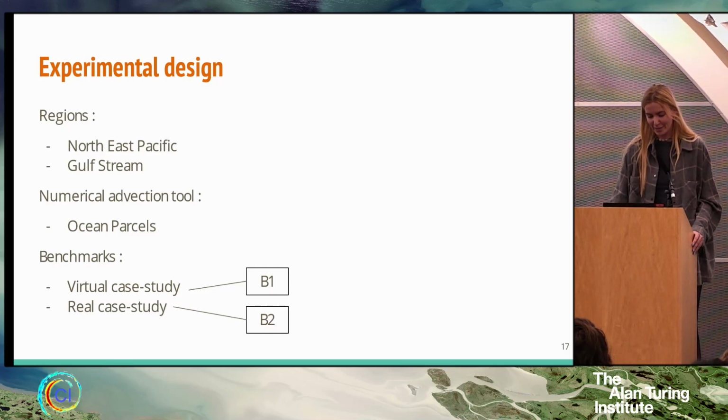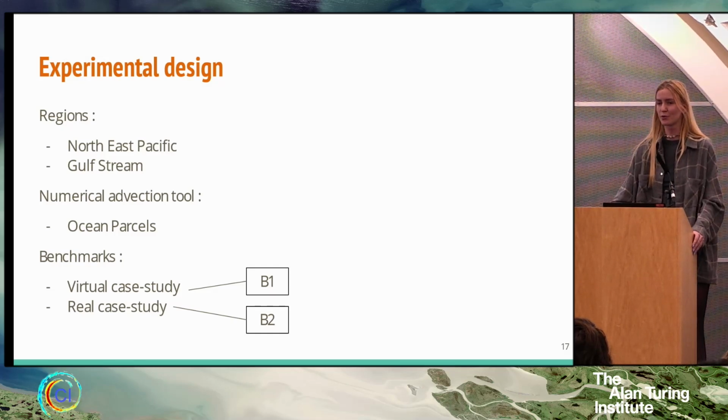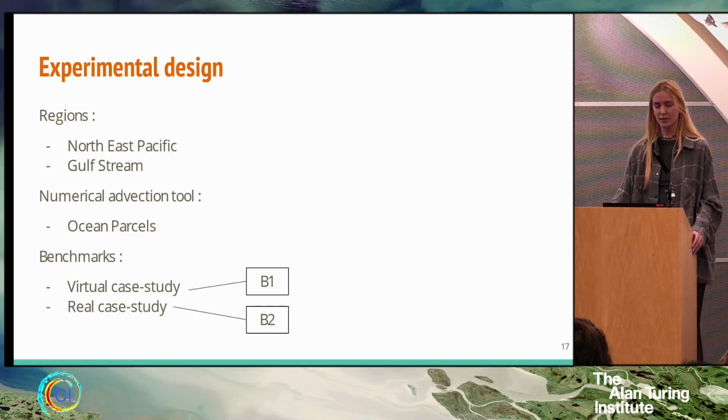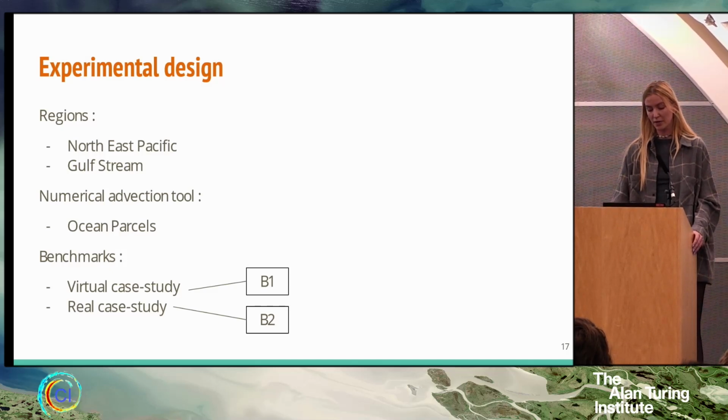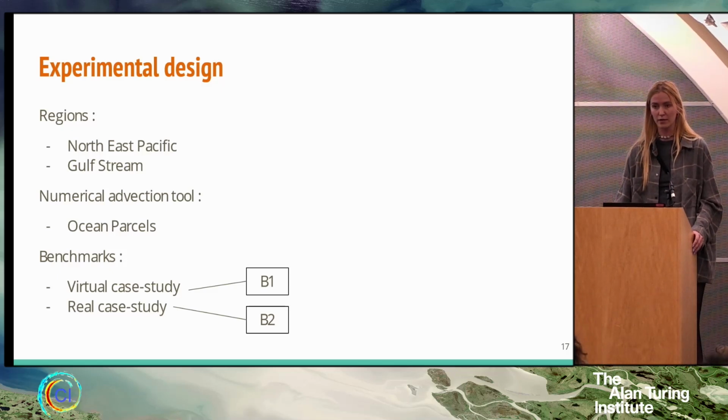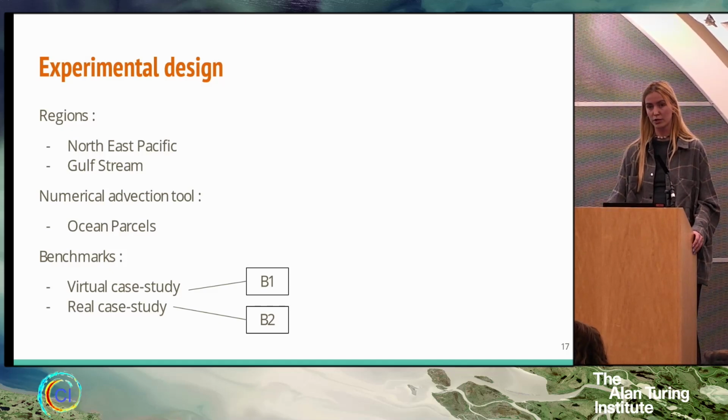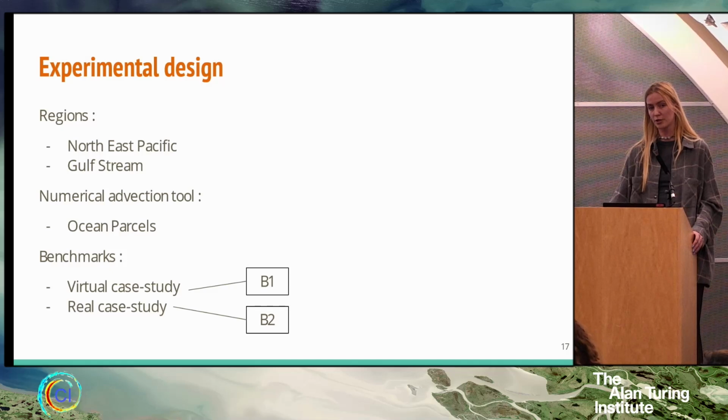Now I will go to the experimental design. So to validate the method and to test it in different cases, I propose to study first 2 different regions that are characterized by very different dynamics, which is Northeast Pacific and Gulf Stream. Then I use a numerical advection tool, which is called ocean parcels. And I propose to conduct 2 benchmarks.